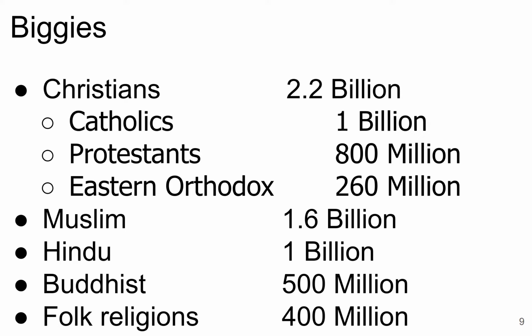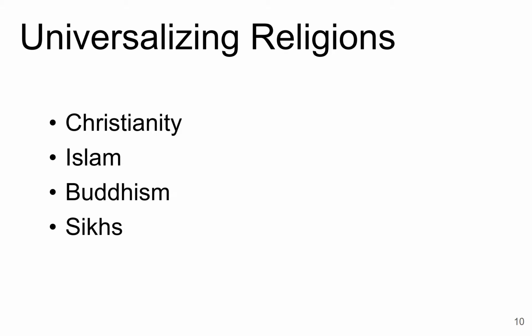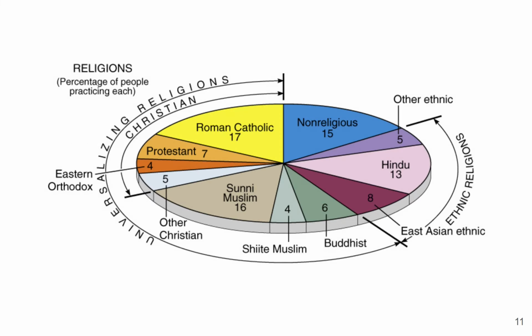And then folk religions, ethnic religions, local religions, things like shamanism, Qawwali, would be classified as folk religions. About 400 million people all over the world are still following some sort of folk religion. So universalizing religions, we've got Christianity, we've got Islam, we've got Buddhism, we've got the Sikh faith.